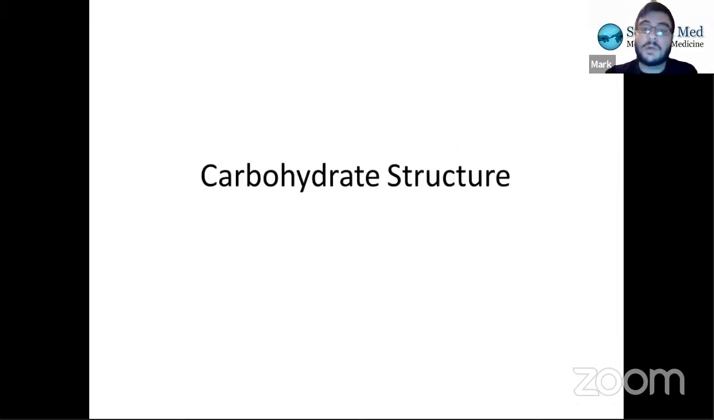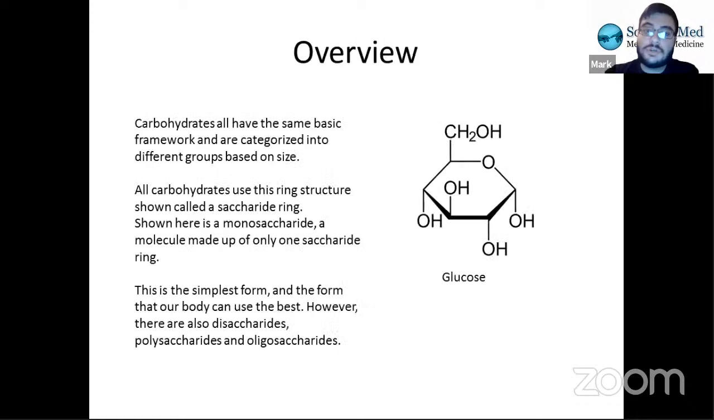Firstly, we're going to be talking about carbohydrates in general and their structure. So overview: carbohydrates all have the same basic framework and are categorized into different groups based on size. The most common example of a carbohydrate right here is glucose. All carbohydrates use a ring structure very similar to this, where they have an oxygen, carbons, and then OH groups sticking either down or up. It's not shown here, but in the opposite direction is pointing an H group. So this one's going up, this one's going up, this one's going down. And then at the end here, they have this CH2OH, this end.